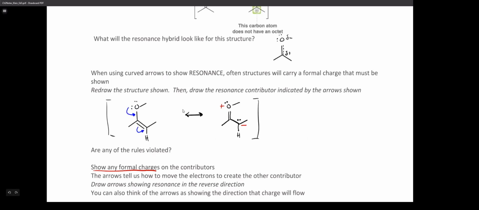So this was allowed because everything has an octet here, doesn't it? Or worst comes to worst, it might have less than an octet, but it cannot exceed an octet.